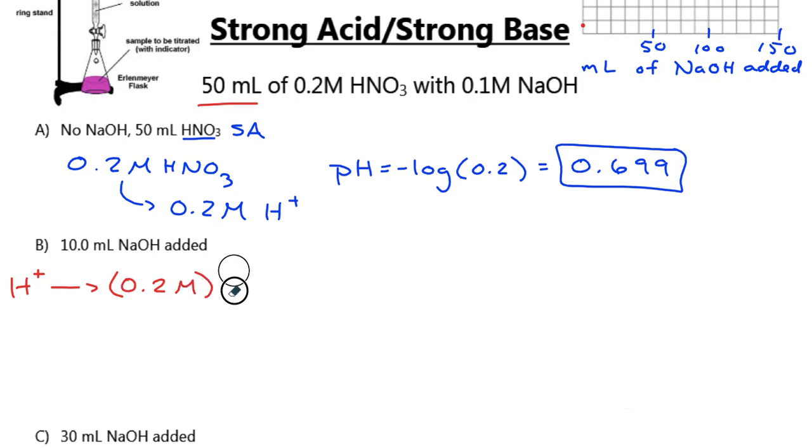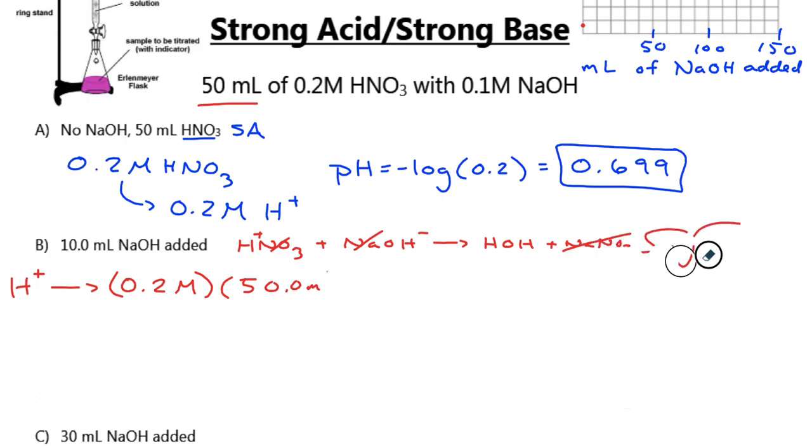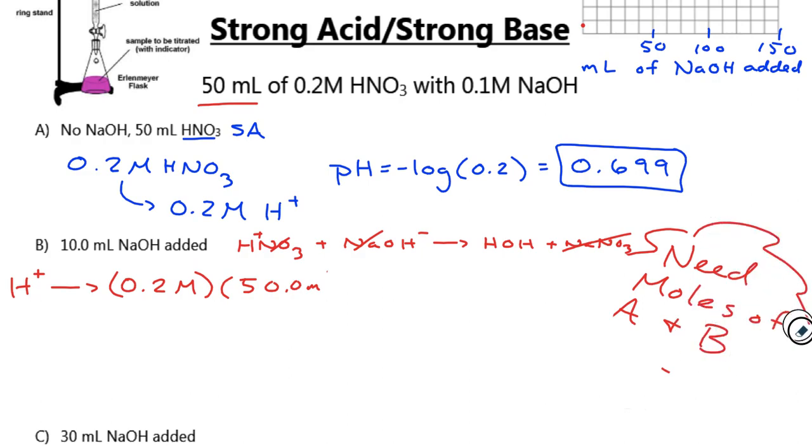So if I have H plus and I have 0.2 molar, okay, I don't know what I'm all showing here. Oh, here, sorry. This is the reaction that we're going to be doing. So we need moles of A and B, of my acid and my base, okay? So I want to know how much of my H plus and how much of my OH minus.